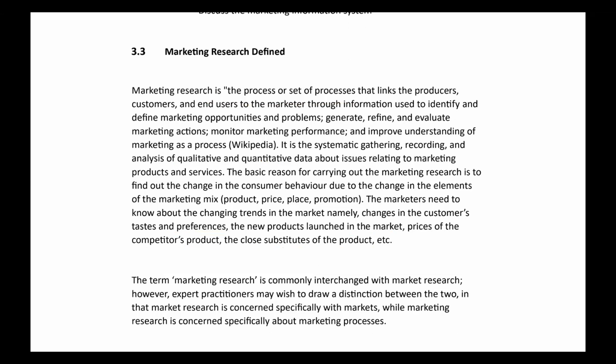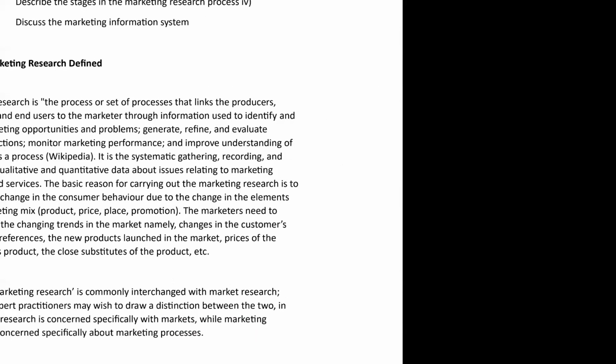The term marketing research is commonly used interchangeably with market research. However, practitioners have drawn a distinction between the two. Market research is concerned specifically with markets, whereas marketing research is concerned with the entire marketing process.